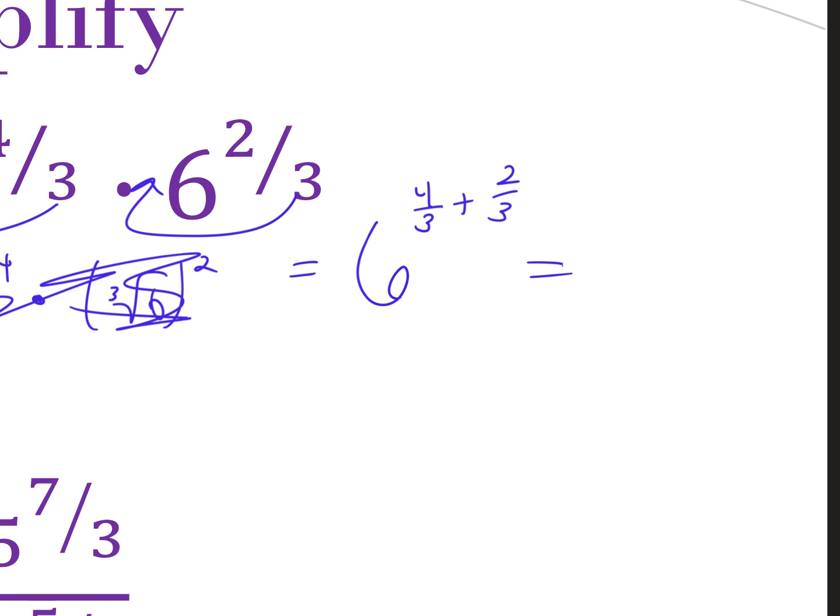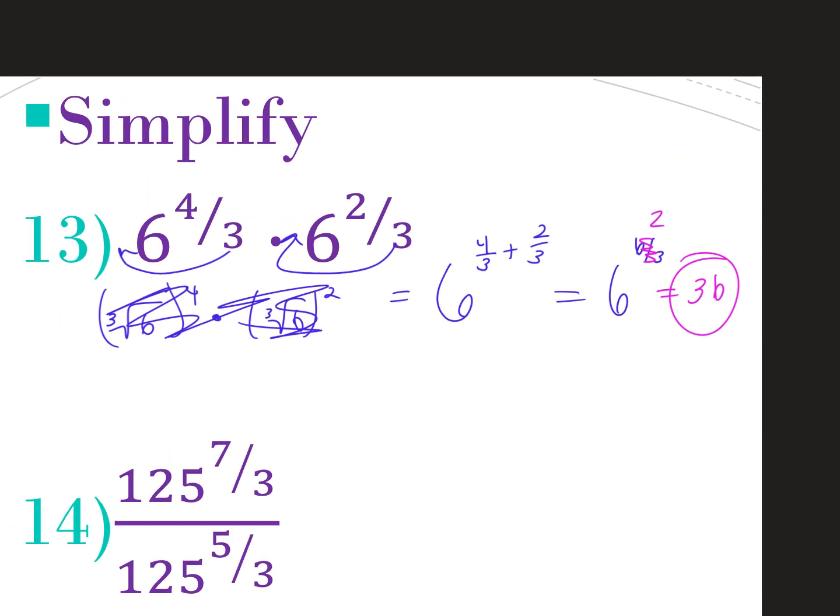What's 4/3 plus 2/3? So 6 to the 6/3. Now you're like, what? 6/3. Guys, what's 6/3? It's just 2. So this is really 6 squared, which is 36. Good. We don't freak out. The time for questions is not on the quiz. I will not be answering questions during the quiz. So you have to make sure you know what's going on.